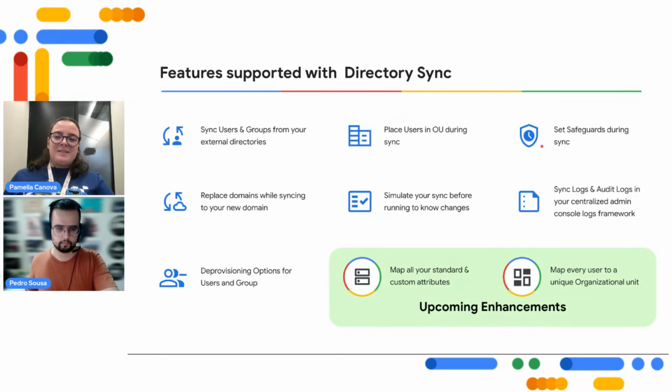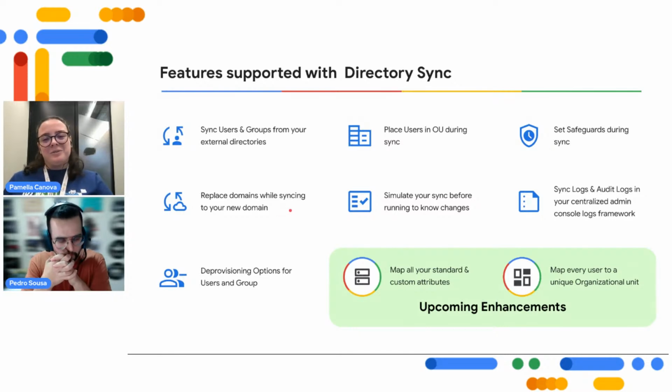You can also set safeguards on the sync. And you can also replace the domains while syncing your new domain. So we have this in the demo I'm going to show, but you can, for example, if you use a domain for your email, but you have a new domain inside Google Workspace, then you can replace the domain for the new one, and it does it automatically. So you don't have to worry about having secondary domains or proxy SMTPs on your users. It's easier to change the domain.